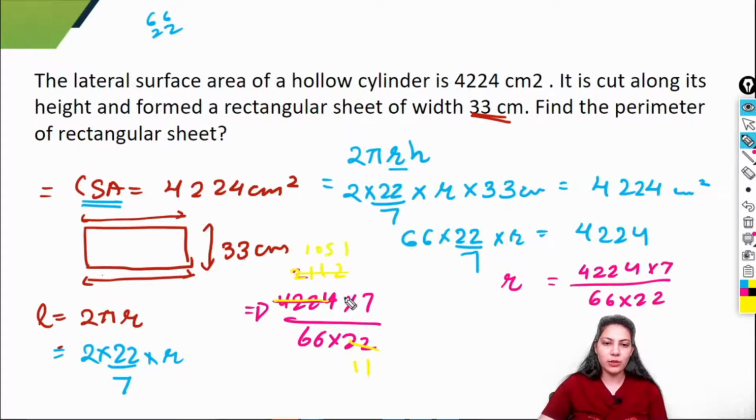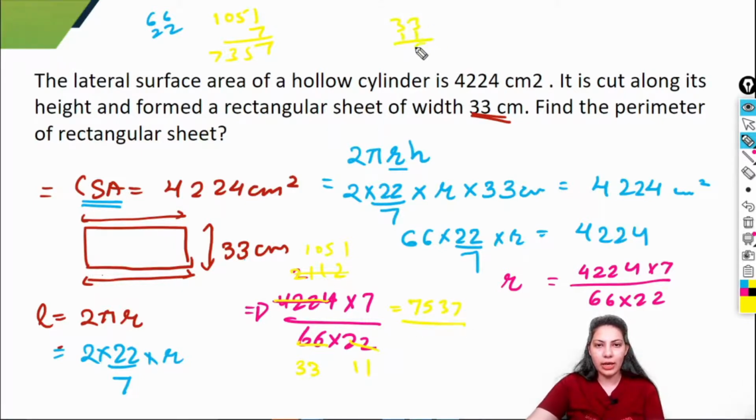2 1s are 2, 2 5s are 10, 2 1s are 2, 2 3s are 6, 2 3s are 6. Can we solve it more? No. So 1051 into 7 is 7537 divided by 33 into 11 would result as 363. So basically we have to simplify it more, but let's suppose this is the radius, and now let us keep it over here. Let me erase all this.